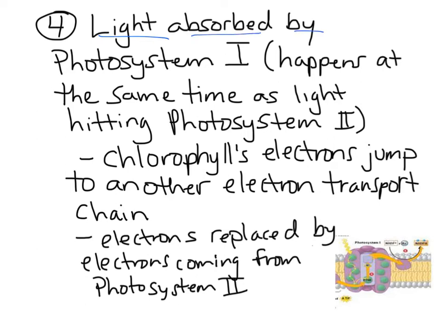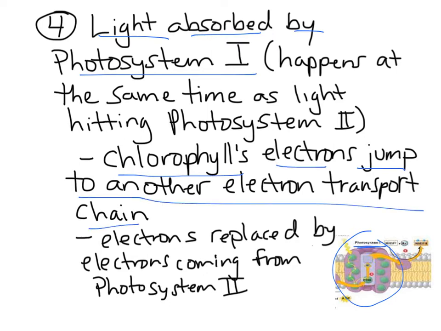The light absorbed by the photosystem 1, so this is photosystem 1, which is further down the line, it's being absorbed at the same time as in photosystem 2. So don't think it happens with one first then the other. It's happening at the same time. The chlorophyll electrons jump to another electron transport chain, and the electrons are replaced by electrons coming from photosystem 2. So when the light hits these electrons, those electrons jump out, but the other electrons from photosystem 2 are coming in.